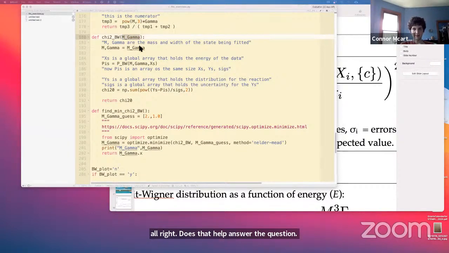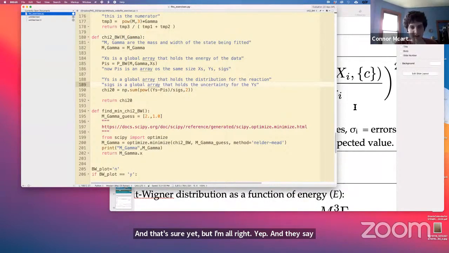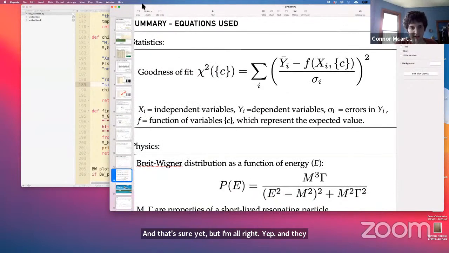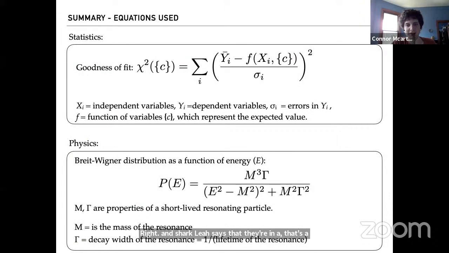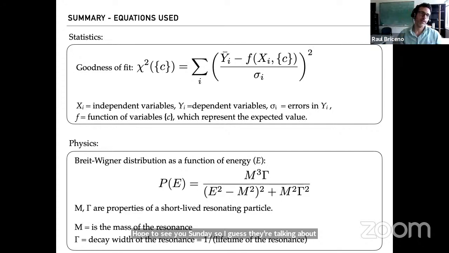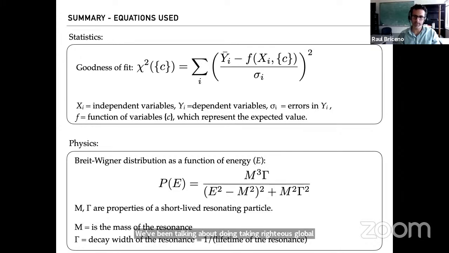I'm not sure yet, but all right. Oh, yep, they say that helps so much. Thank you. Great, awesome. And Characlia says that they're in Thessaloniki now, and happy to hear that. Hope to see you someday. So I guess they're talking about Greece. Yeah, maybe someday we need to have a Thessaloniki REYES program. We've been talking about taking REYES global, so maybe we need to go to Greece someday. Yep, that'd be a great place to go eat.